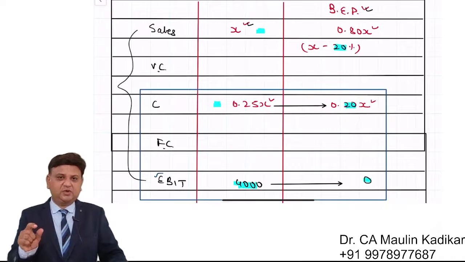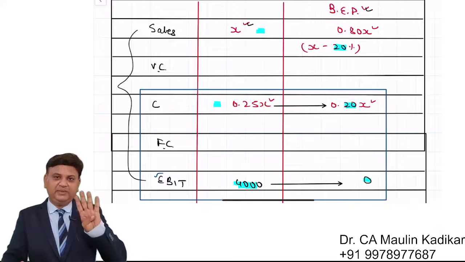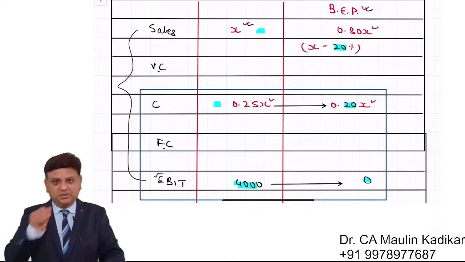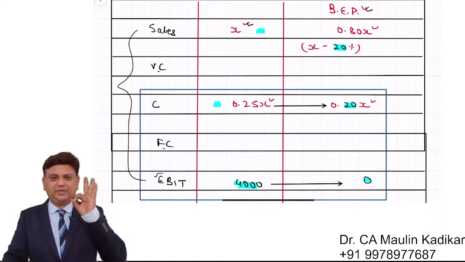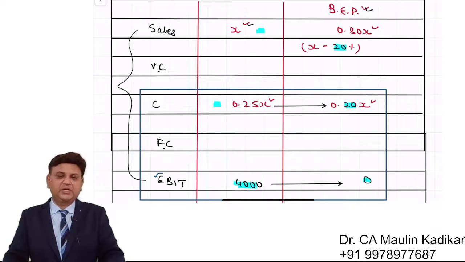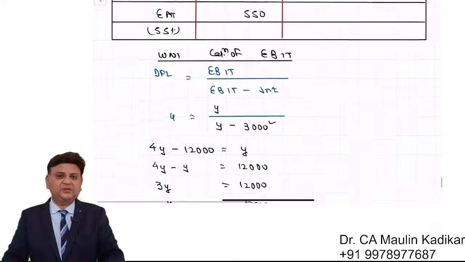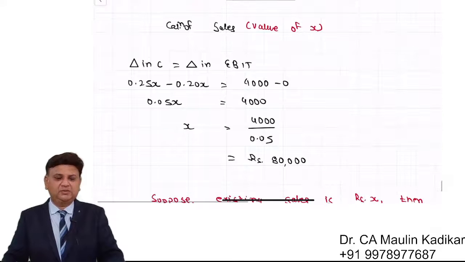Existing sales is X, contribution is 0.25x. We don't know what the fixed cost is. However, we have computed that EBIT is right now 4,000. Sales reduces by 20%. Contribution will also reduce by 20%, and at that point profit would be zero. So the change in operating income by 4,000 is reflected by the change in contribution by 0.05x. Accordingly, we calculate x, and that is 80,000.